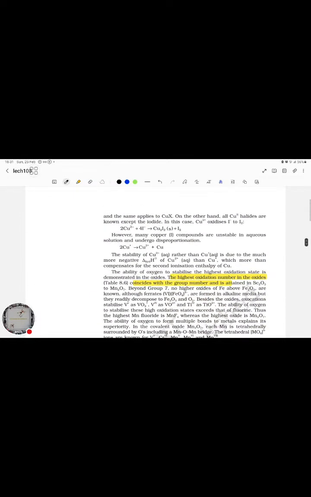On the other hand, all copper 2 halides are known except the iodide. That is, copper 2 halides such as CuF2, CuCl2, CuBr2 are known. Though CuF2 is unstable, it is present there. Copper 2 halides are all known except that of iodide.